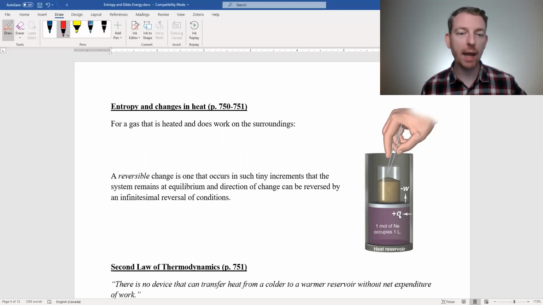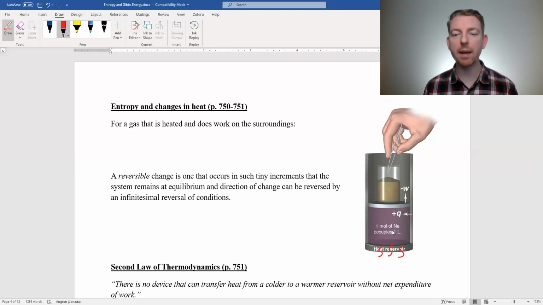Okay, so for a gas that is heated, here we're looking at this mole of neon. So this is going to be heated, and usually when you see the word reservoir, think it's so big that it doesn't matter how much energy it's putting in. The reservoir is not going to change its temperature or the amount of heat. It's just going to be a negligible change there.